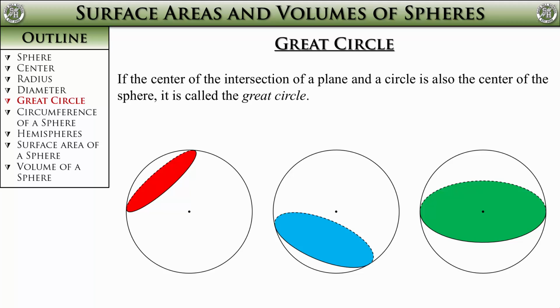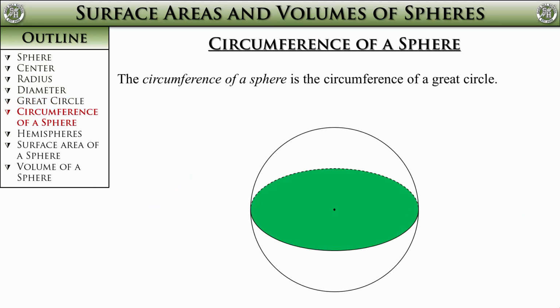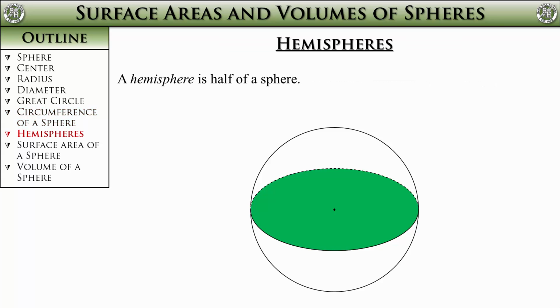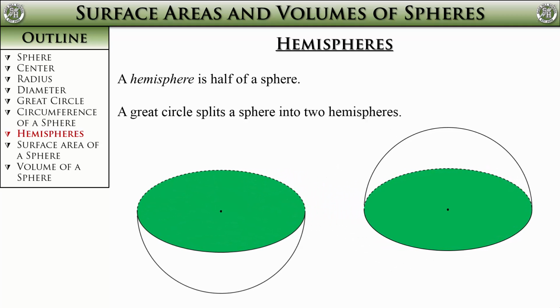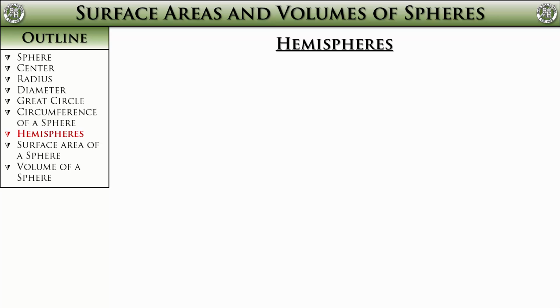Now the term great circle isn't used very often, but it is used in the next two definitions. First we have the circumference of a sphere, which is the circumference of the great circle. So the circumference of that green great circle would count as the circumference of the sphere. A hemisphere is half a sphere. A great circle splits a sphere into two hemispheres. The most common usage for hemisphere is when you refer to Earth having a northern hemisphere, southern hemisphere, eastern hemisphere, or western hemisphere.